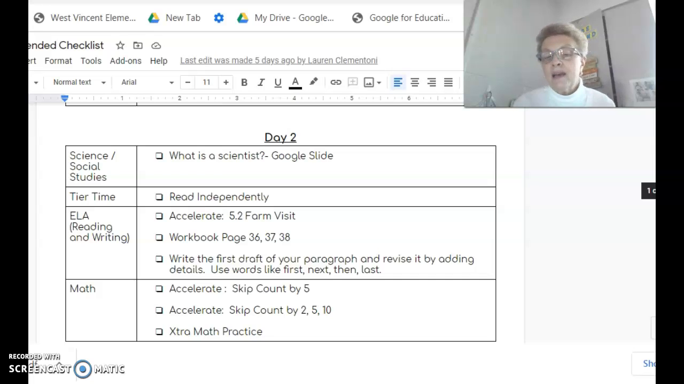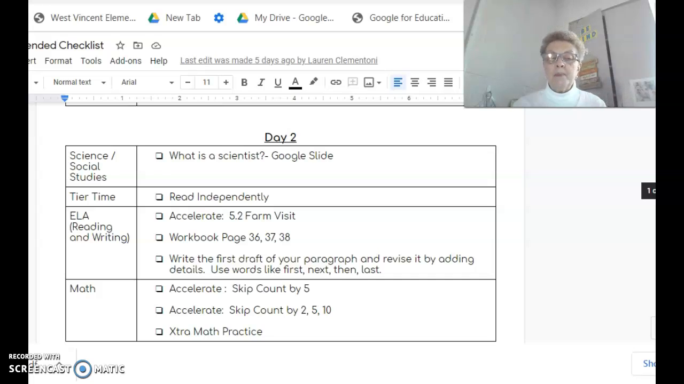Remember, this is all getting written in your at-home notebook. So your first draft of your paragraph is being written, and then you're going to revise it by adding details. Of course, including those important order words. First, next, then, last. And then in math today, you are doing 2 Accelerate activities, skip count by 5, and skip count by 2, 5, 10. And then you are doing extra math practice today.